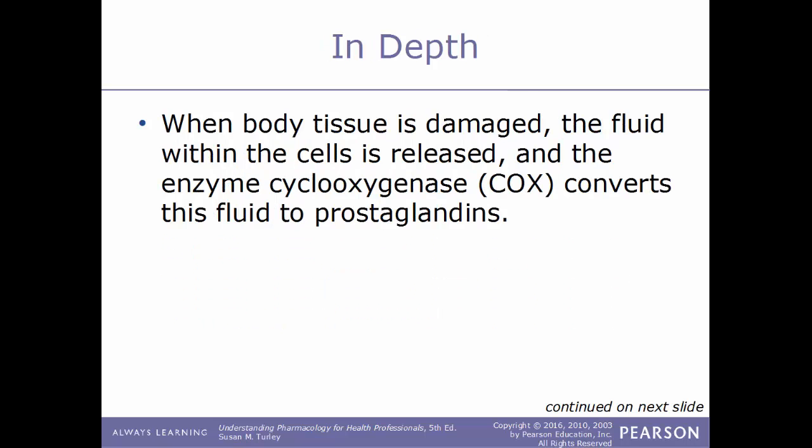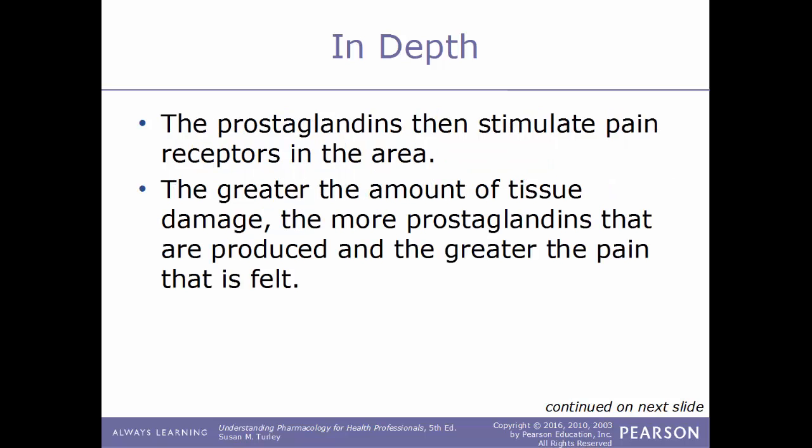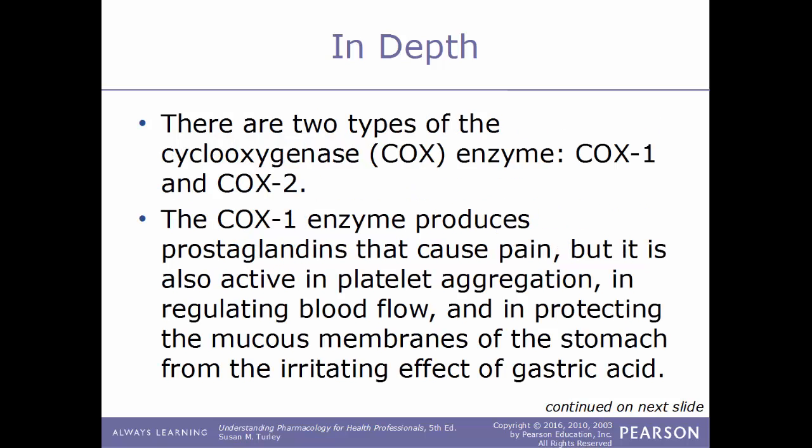Alright, now we'll talk a little bit more in depth on how the process of an analgesic works. When body tissue gets damaged, the fluid within the cells gets released, along with the cell contents. And the enzyme cyclooxygenase, or COX as it's known, converts this fluid to prostaglandin. The prostaglandins then stimulate pain receptors in the area. And the greater the amount of tissue damage, the more prostaglandins that are produced, then the greater the pain that is felt. There are two forms of cyclooxygenase.